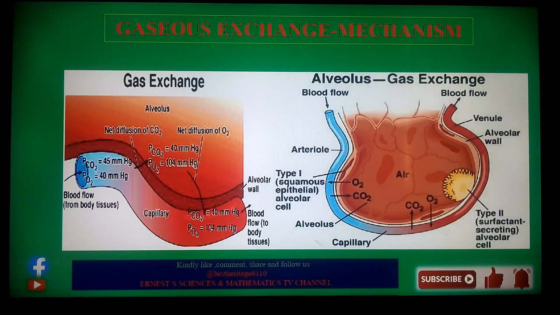In this specific video, we're going to look at the concept of gas exchange and transport. Of course, this is going to entail the exchange of gases between the surface of the alveoli and the blood capillaries, which are adjacent. In this case, I've given two illustrations, this one and this one.